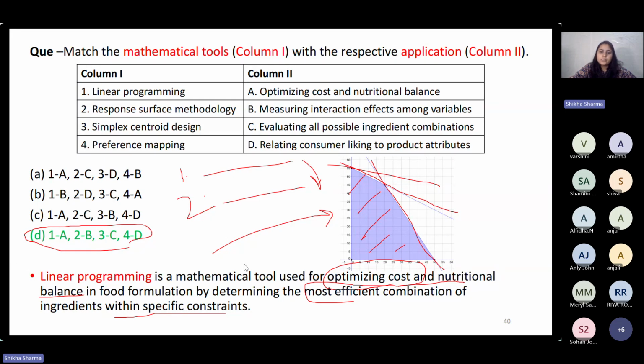So this is basically used for optimizing the cost and nutritional balance, where the cost is minimum and we can get the maximum nutrition balance, with constraints like that, and we can solve this equation and get this value.